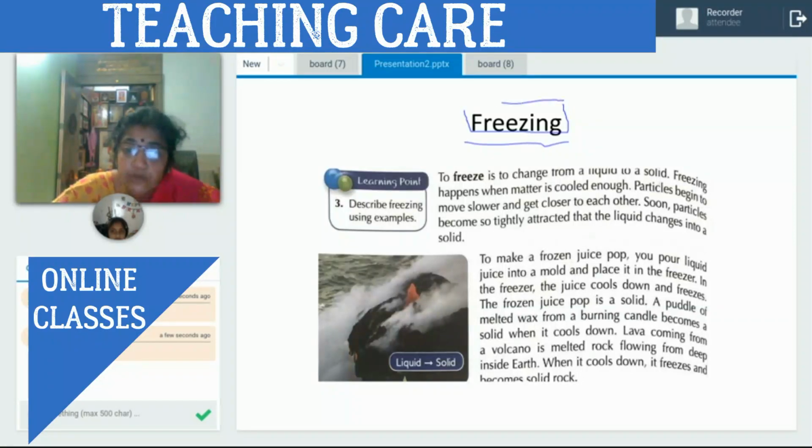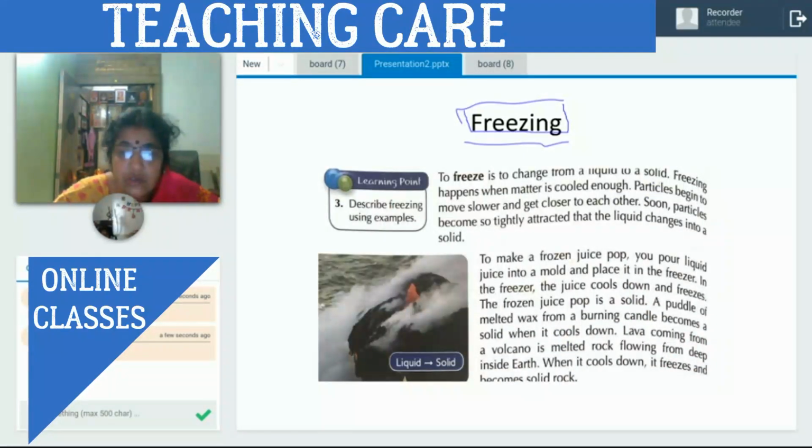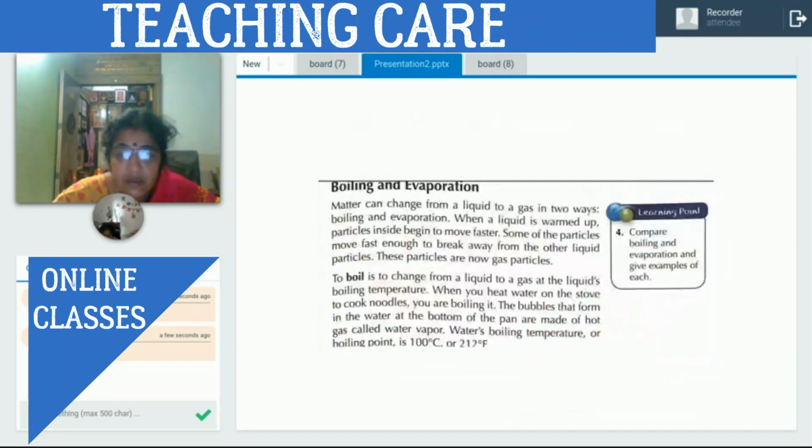So to make a frozen juice pop, what do you have to do? You have to pour liquid juice into a mold and place it in the freezer, right? So if you want to get a frozen juice pop, you have to take that liquid and keep it in a freezer. And if you keep it, the liquid will change into solid, right? Like this. Okay or not? Okay.